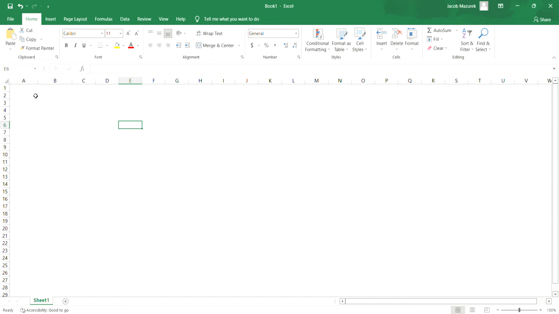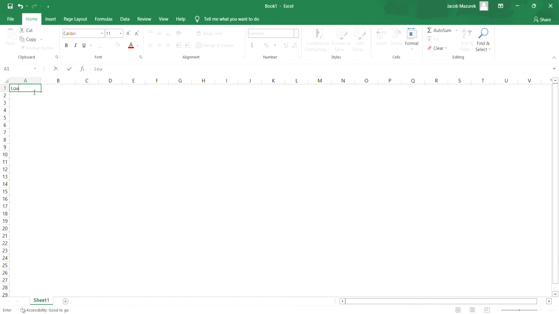Alright, so we're going to start off with some basic information. First thing you're going to need to know is the loan amount. And we'll say the loan amount is $300,000. Next thing you need to know is, well, what's the interest rate? And we'll say that the best loan that you could get was 4%.